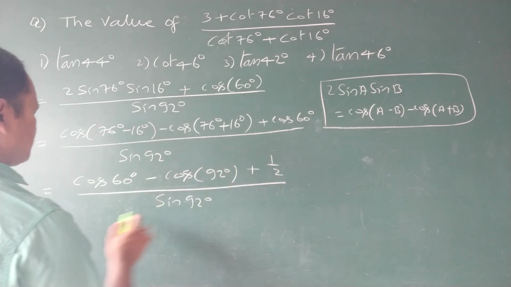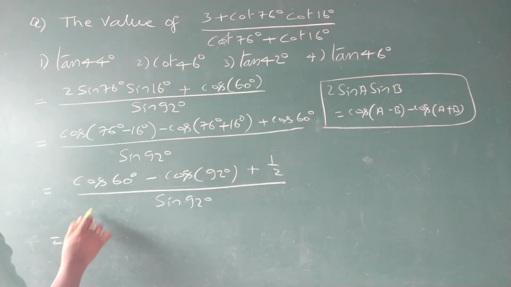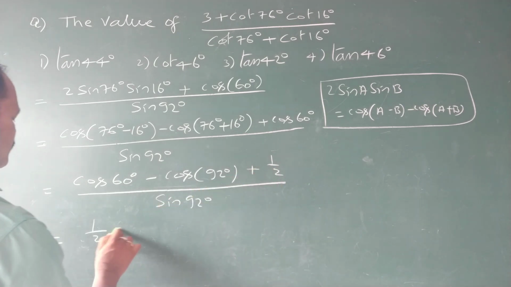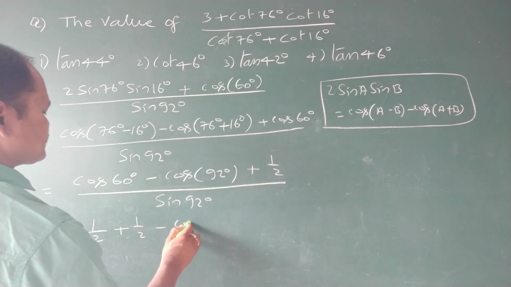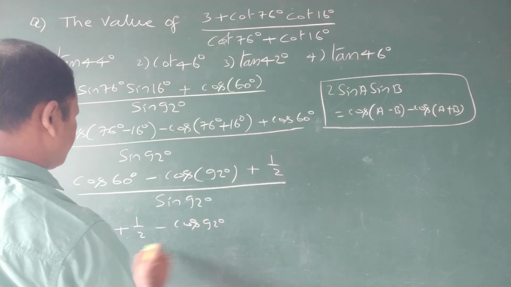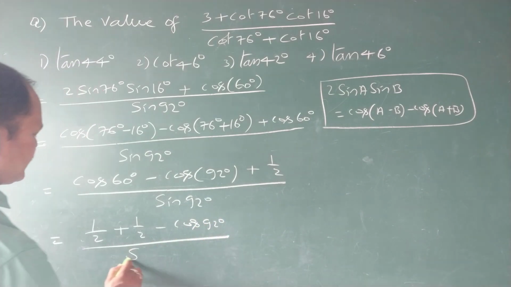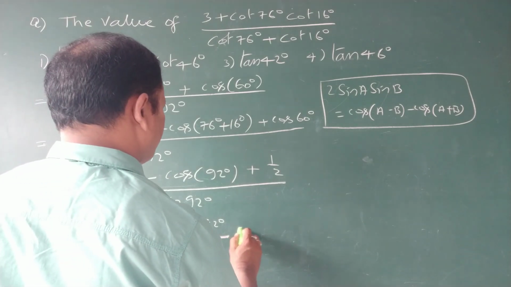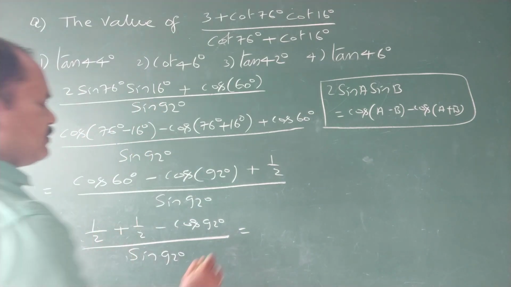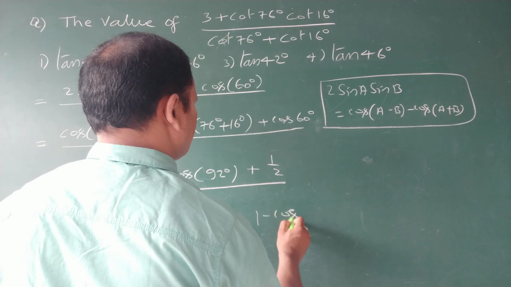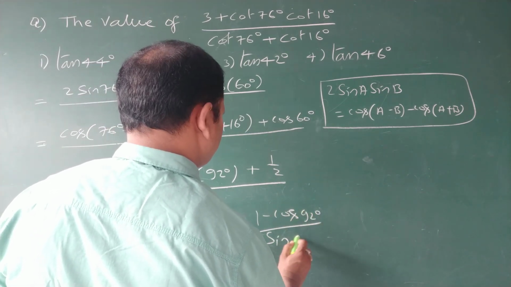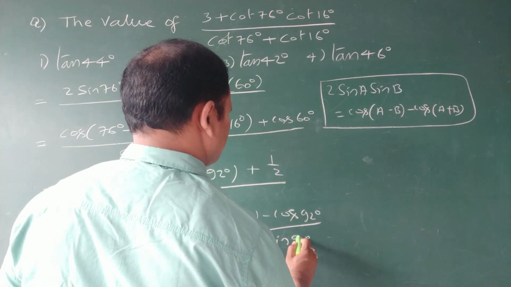So 1 by 2 plus 1 by 2 is 1, minus cos 92 degrees, whole by sin 92 degrees. Now from this step, 1 by 2 plus 1 by 2 is 1, so we have 1 minus cos 92 degrees by sin 92 degrees.